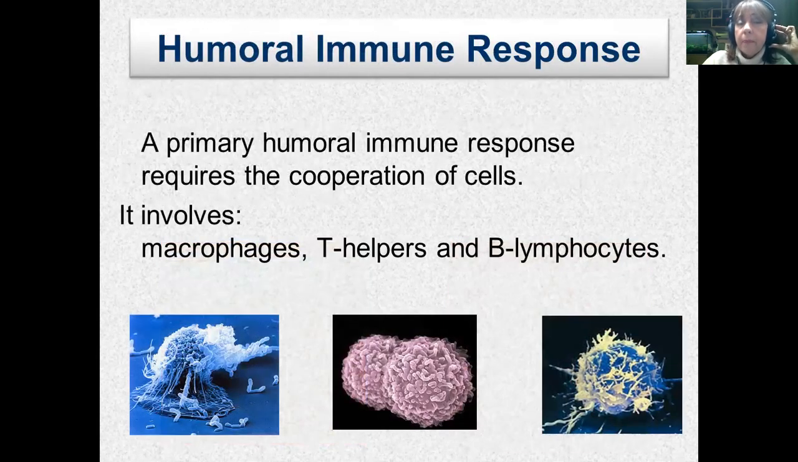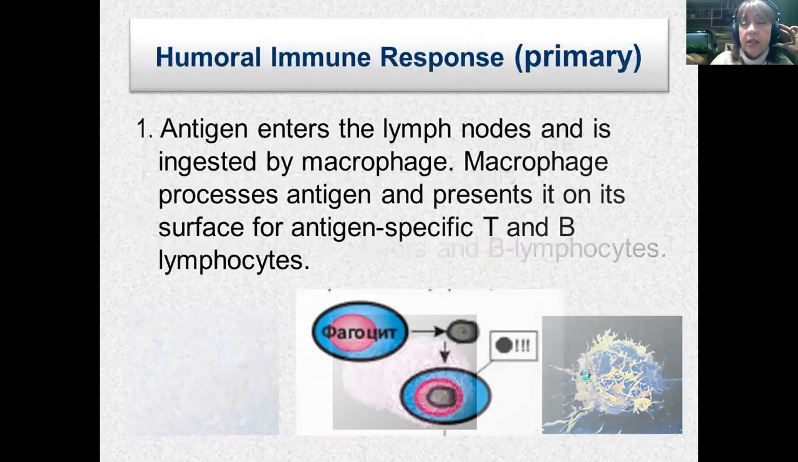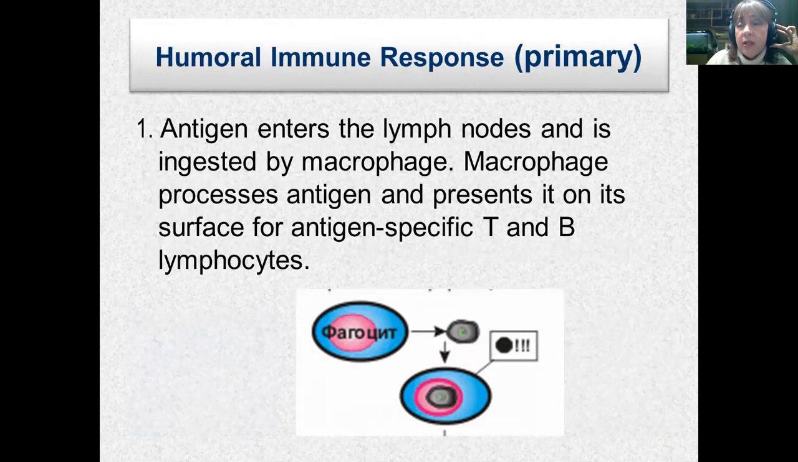Now we come to humoral immune response. A primary humoral immune response is a very complicated mechanism with three types of cell involved in the cooperation. It's the macrophages, T helpers, and B lymphocytes. And what are the functions of each cell in this primary immune response? The first cells involved in the primary immune response, phagocytic cells and macrophages, they ingest foreign antigen, process it, and present it on the surface for antigen-specific T and B lymphocytes.